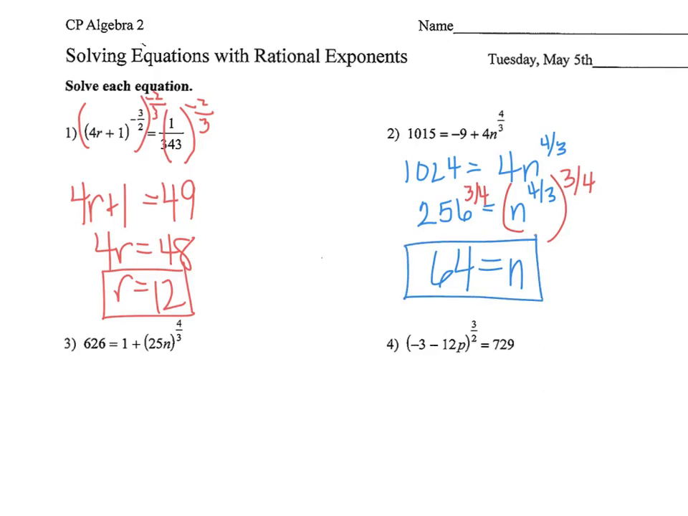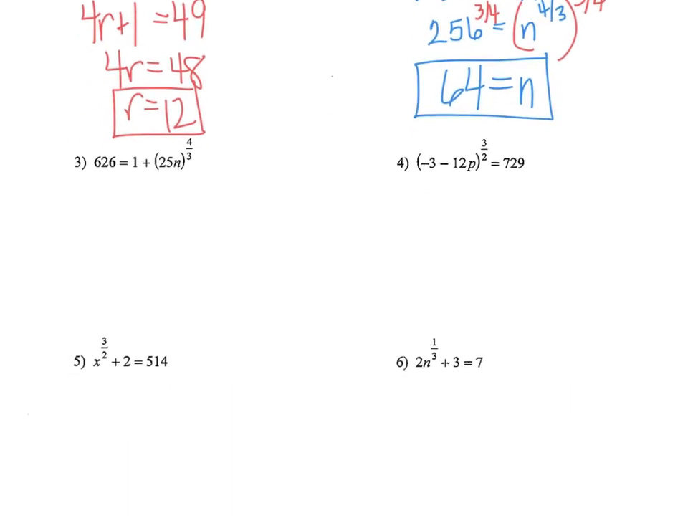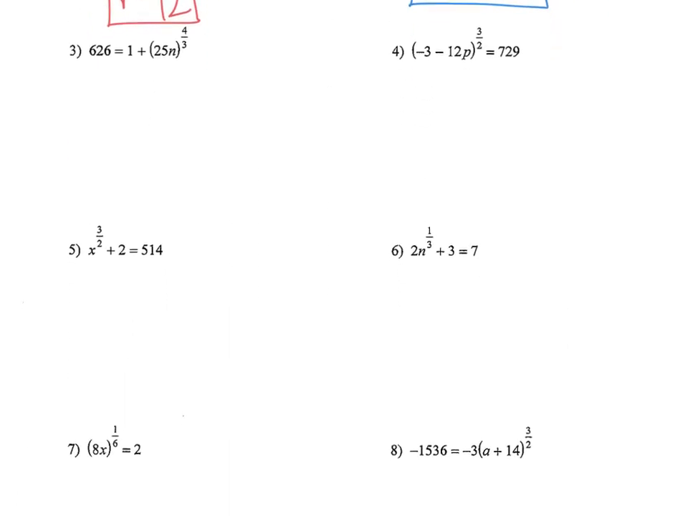For the rest of these problems, you're going to do the same thing. You're going to solve by undoing, just like you've learned over the years, but your new method to get rid of these rational exponents is to do the reciprocal power on both sides. So check out the answer key, check your answers. I want to see all 8 of those solved for your assignment.